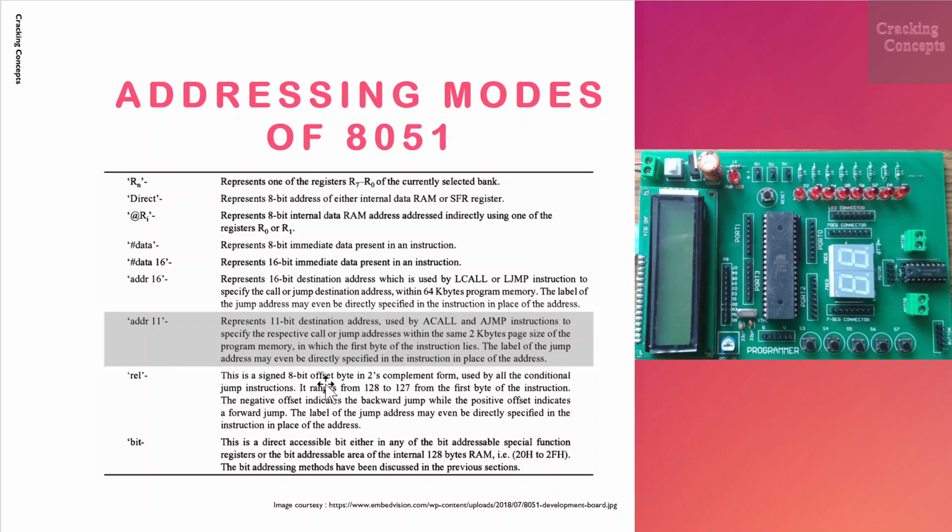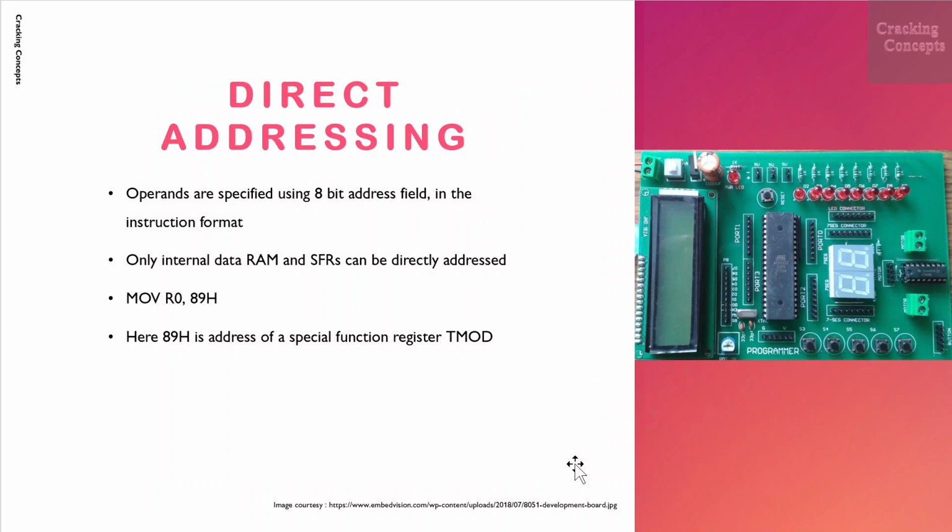REL is a signed 8-bit offset in 2's complement form used by all the conditional jump instructions. It ranges from -128 to 127 from the first byte of the instruction. The negative offset indicates a backward jump while the positive offset indicates a forward jump. The label of the jump address may even be directly specified in the instruction in place of the address. Bit is a directly accessible bit either in any of the bit addressable special function registers or the bit addressable area of the internal 128 bytes RAM, that is from 20H to 2FH.